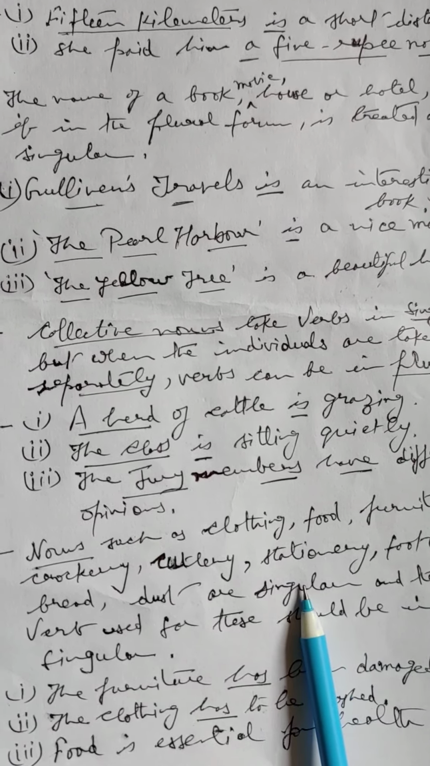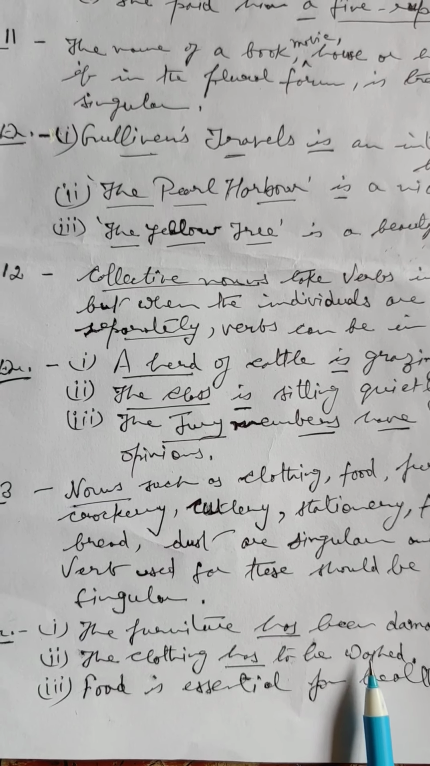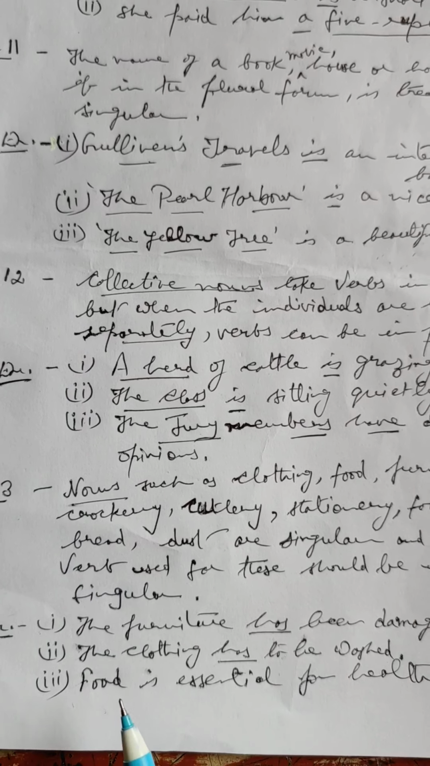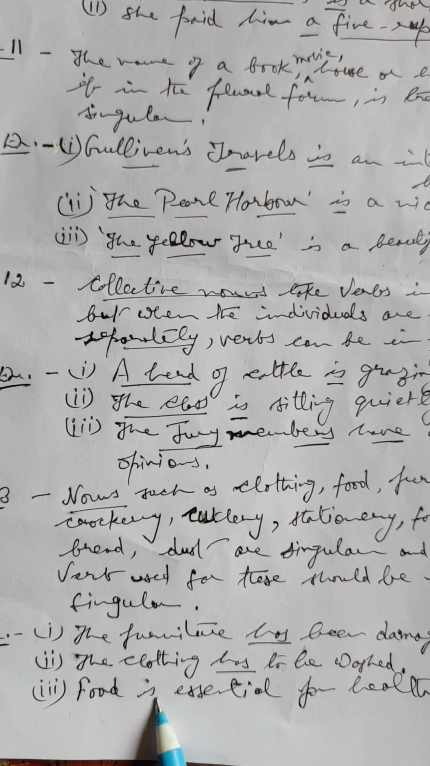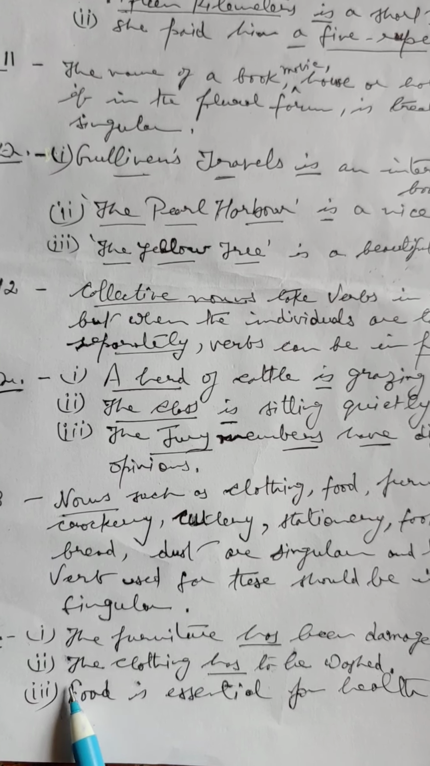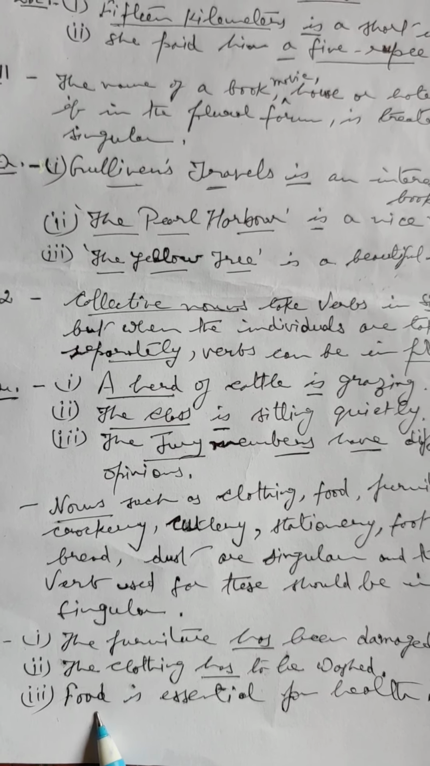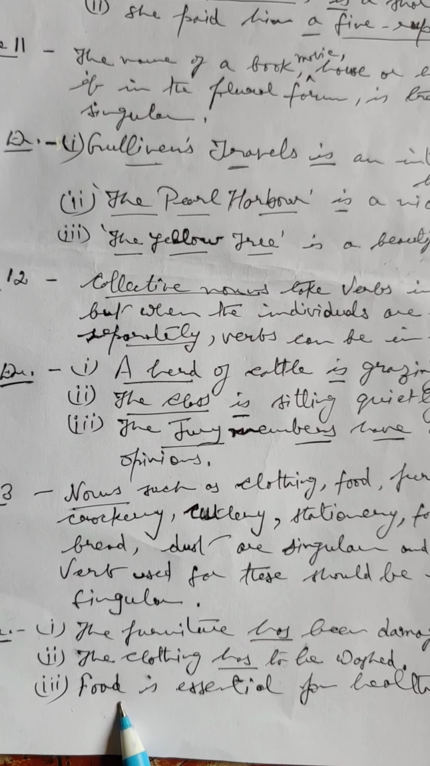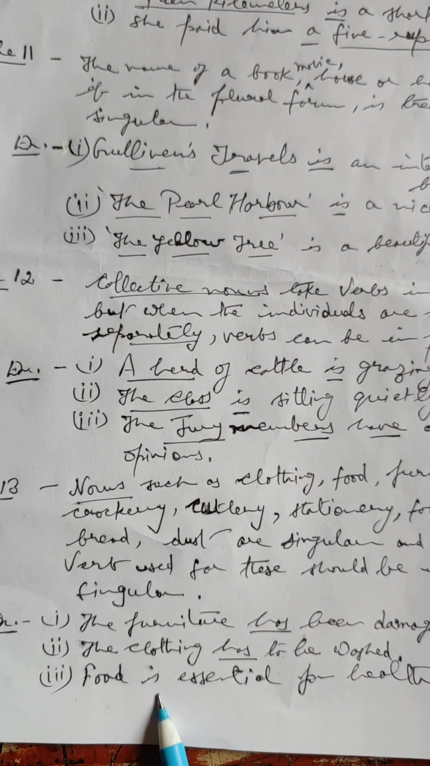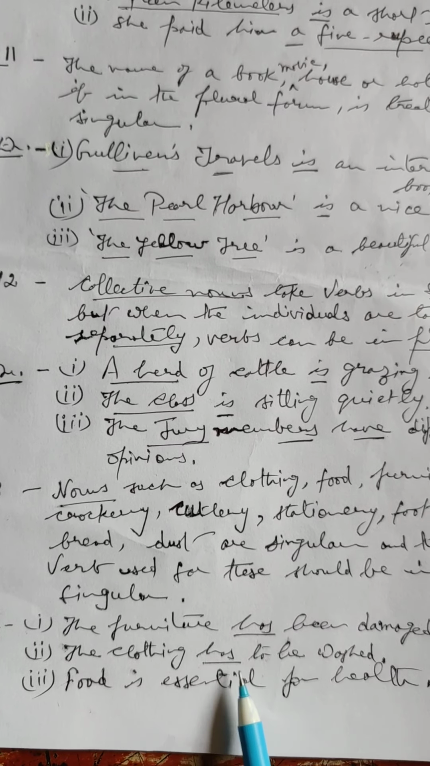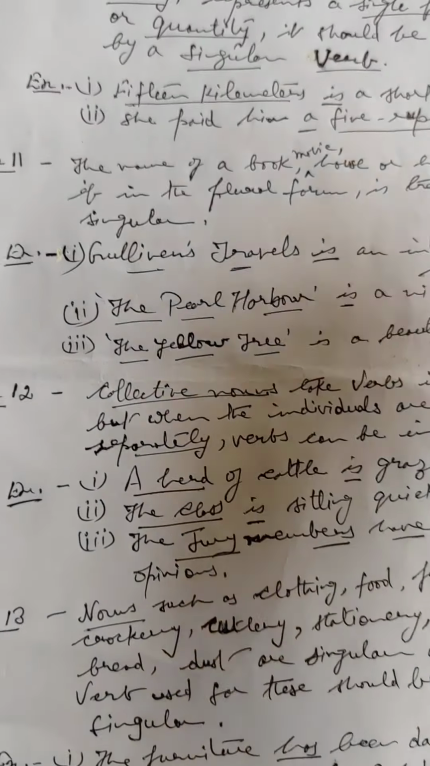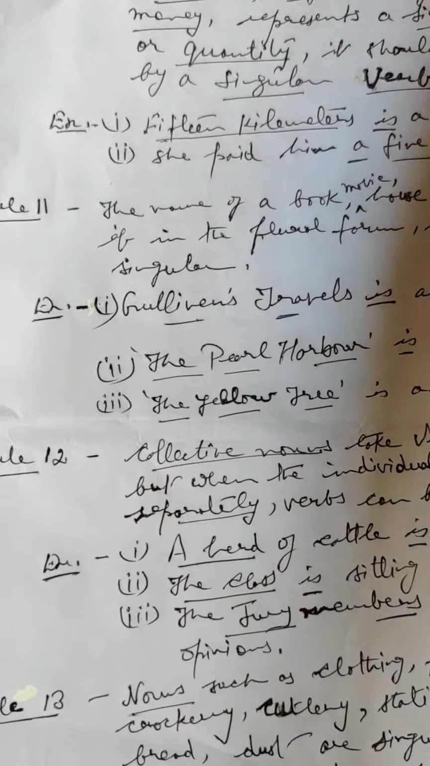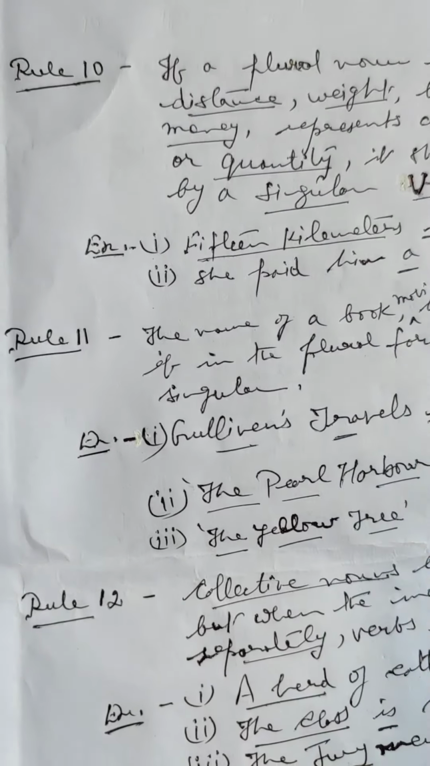Next example, the clothing has to be washed. Okay. Food is. We have not used here are. Food could be many items, many dishes, but here the word is in singular form, food. So we have used a singular verb also. Food is essential for health. Understood? Now next, a few more points.